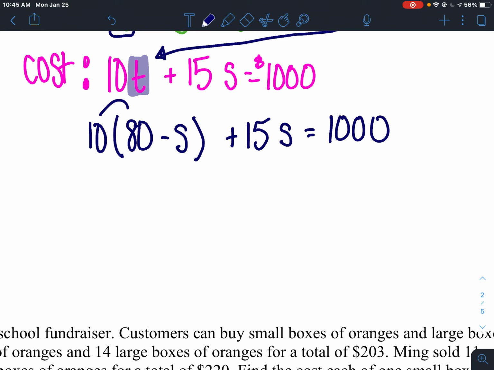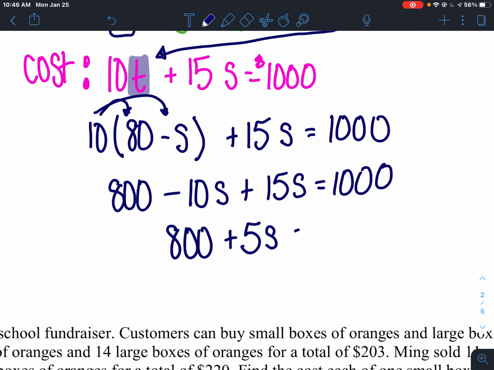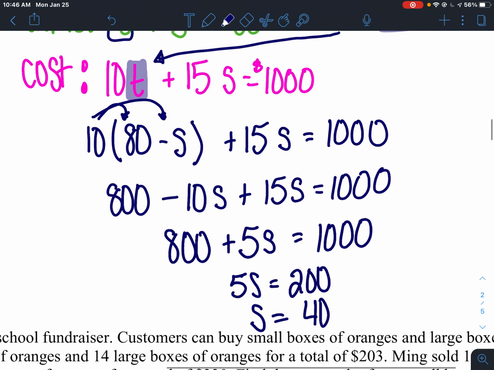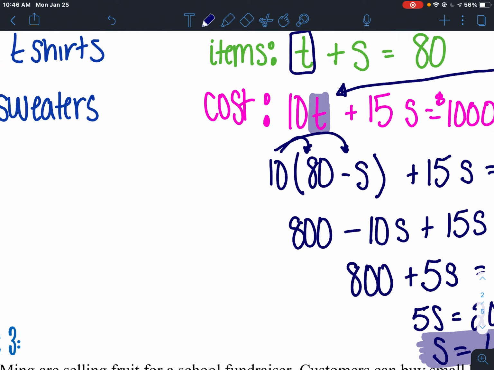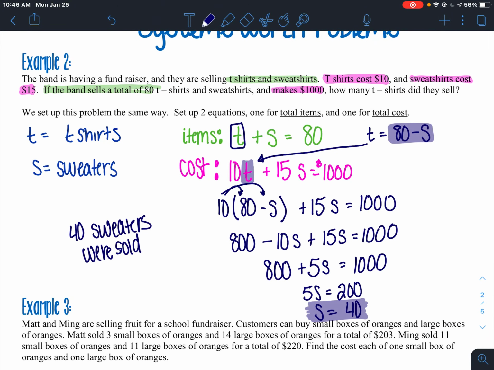Then we'll distribute. So 800 minus 10S plus 15S equals 1,000. Combine our like terms. 800 plus 5S equals 1,000. Subtract 800 from both sides. 5S equals 200. So that means S equals 40. So let's highlight that so it sticks out. S equals 40, and that means we sold 40 sweaters. But we want to know how many t-shirts did they sell.